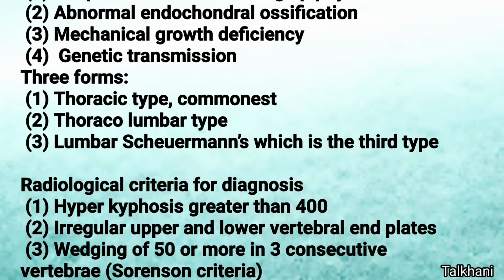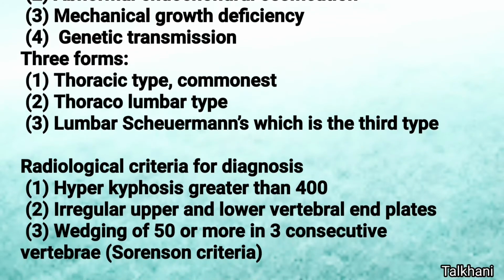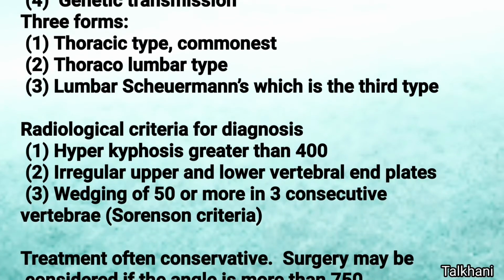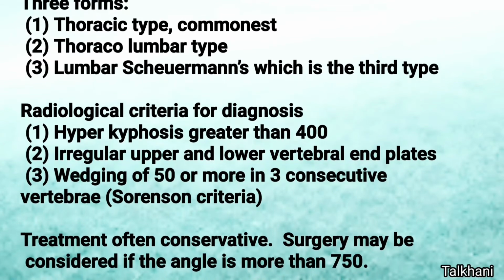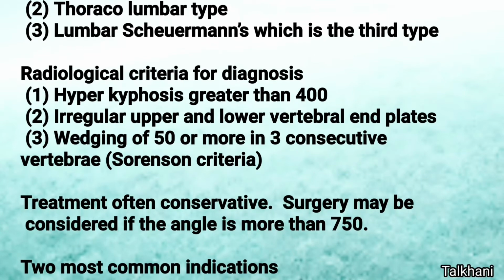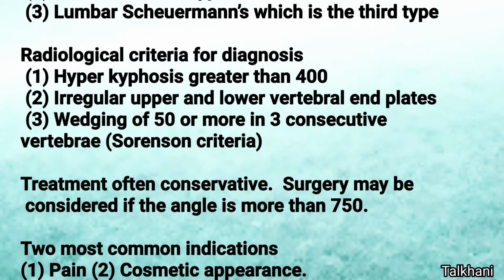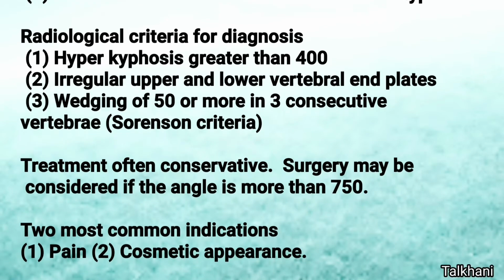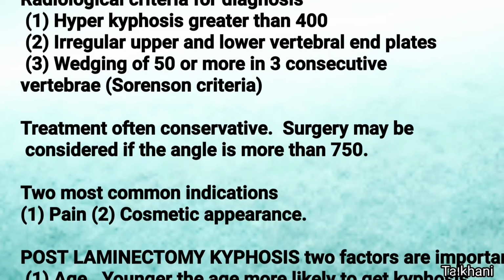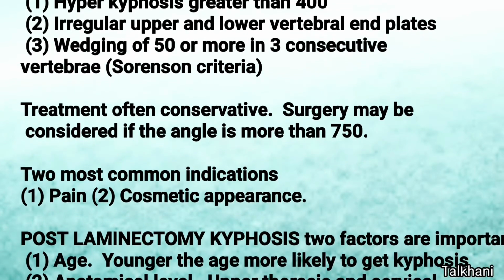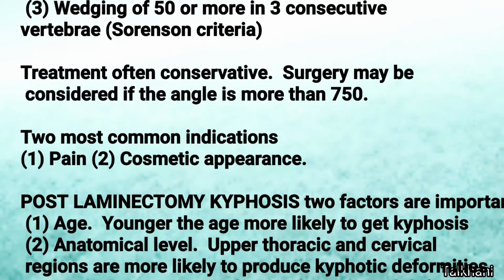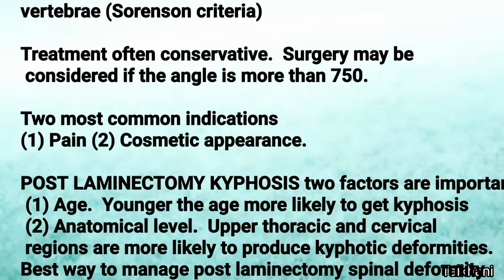Radiological criteria for diagnosis: number 1, hyperkyphosis greater than 40 degrees. Number 2, irregular upper and lower vertebral end plates. Number 3, Sorensen's criteria is wedging of 5 degrees or more in 3 consecutive vertebrae. These criteria mainly apply to thoracic and thoracolumbar kyphosis. Treatment is usually conservative. Surgery may be considered if kyphosis angle is more than 75 degrees. Two most common indications for surgical intervention in Scheuermann's are pain and cosmetic appearance.